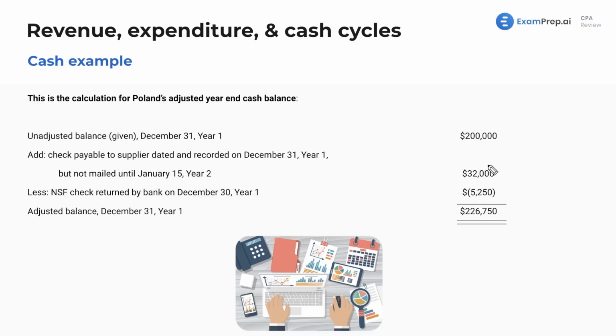So the person we sent it to did not even have the ability to take it out of our account until year two. As such, it would not be included. It would not be a subtraction from year one. So we are going to add that back.